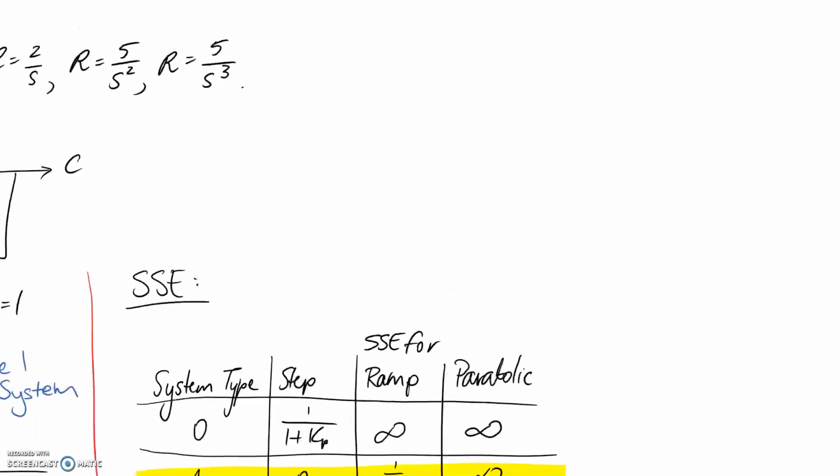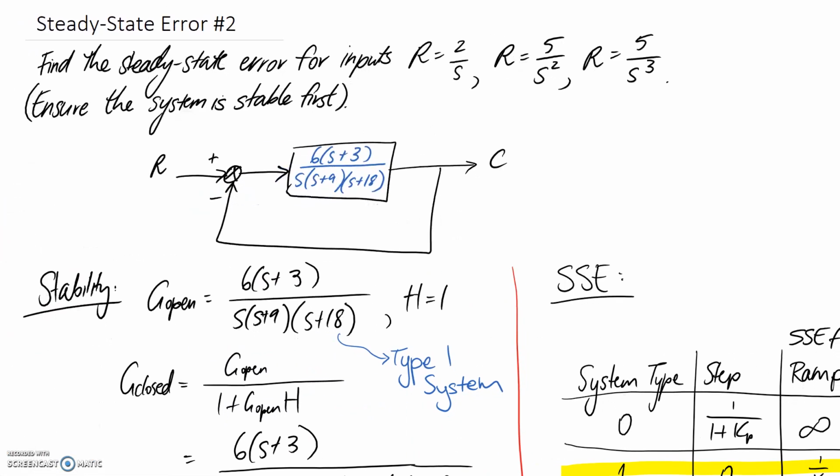So if we jump back up to what we're asked to investigate, we've got 3. This one here is going to represent a step input. Remember a step is 1 on S, and we have a 2 on S in this case, so that means it's a step of a height of 2. This one here is going to be a ramp input, because it's on S squared, that represents a ramp. This one here is going to be a parabolic input, because it's on S cubed. Alright, so let's deal with the step one first.